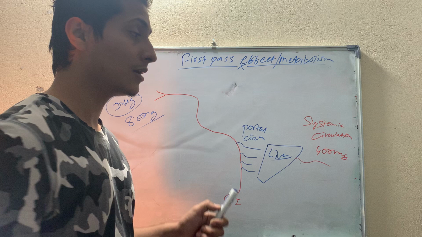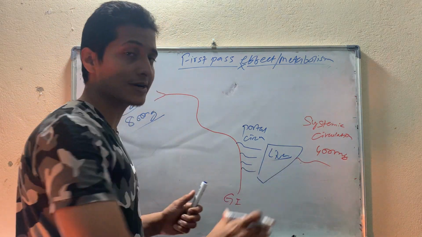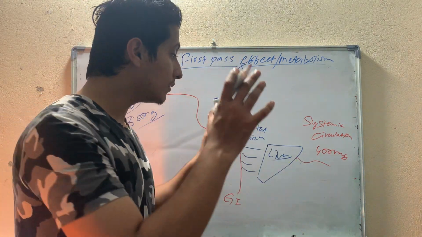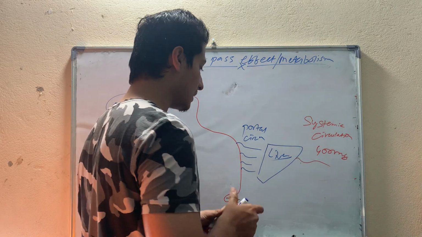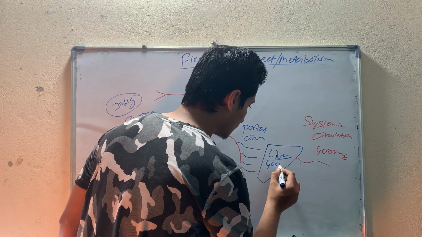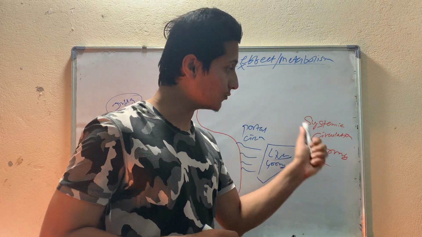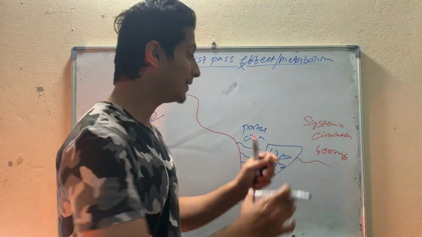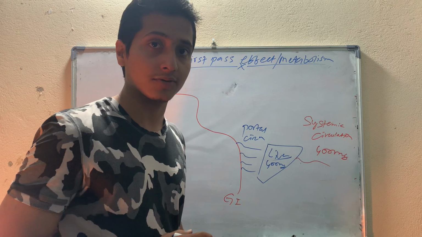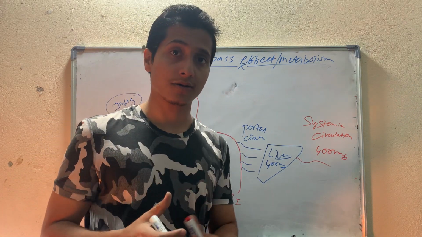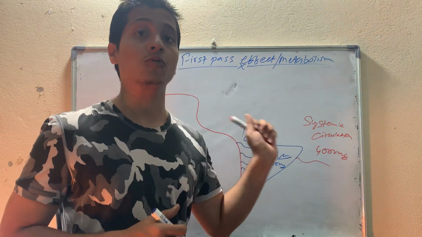So the question is, where did this 400 milligrams of the drug go? So the 400 milligrams of the drug got metabolized in the liver, right? And only 400 milligrams of the drug went into the systemic circulation. So this is the first pass metabolism. The first metabolism the drug goes through after you take a drug orally.